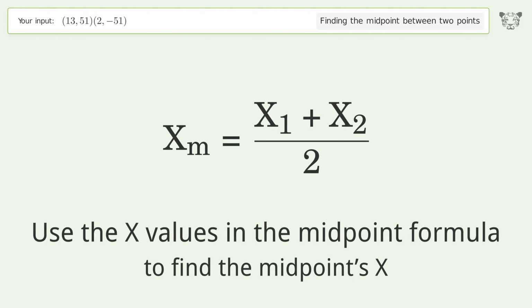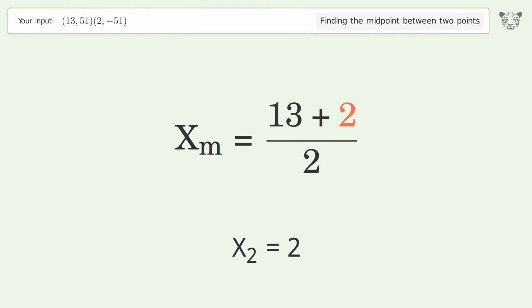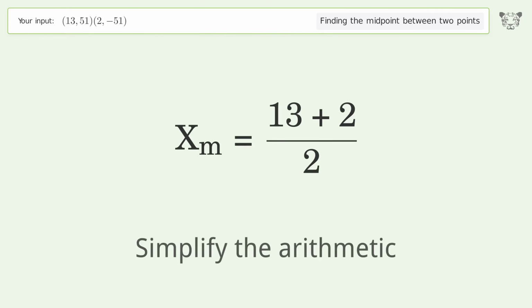Use the x values in the midpoint formula to find the midpoint's x. x1 equals 13. x2 equals 2. Simplify the arithmetic.